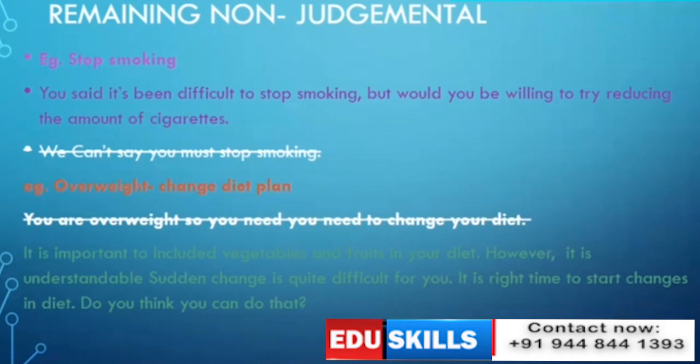Here there is an example. It is important to include vegetables and fruits in your diet. However, it is understandable that sudden changes are quite difficult for you. It is the right time to start changes in your diet. Do you think you can do that? You can see here I have stopped with a question. You are getting permission from the patient. Will you be able to do that? Like that, if you are asking permission, you are giving a suggestion.